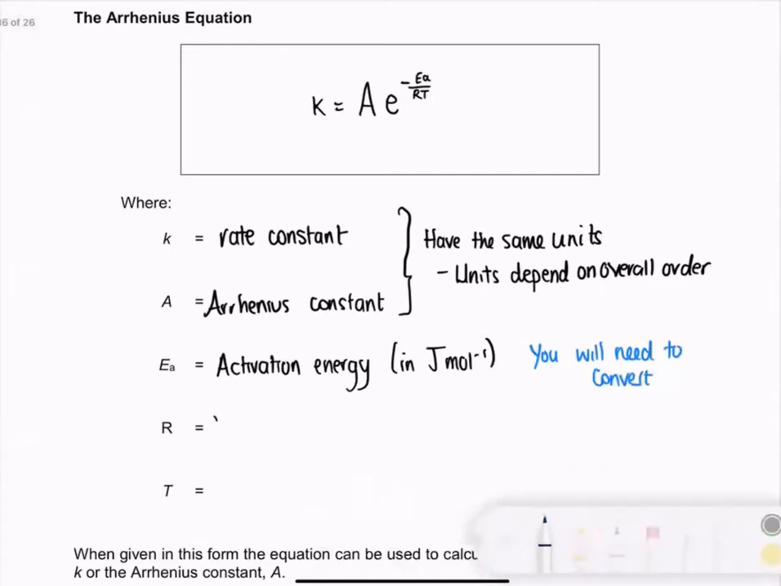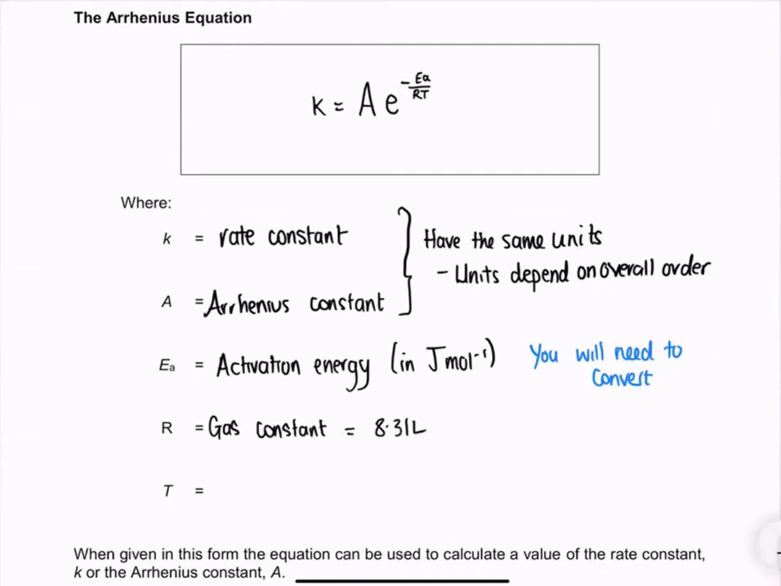And then we've got R, which is our gas constant. That will always be given to us. Remember that it equals 8.31 or 8.314, and this is the reason why activation energy has to be converted, because this is in joules per Kelvin per mole. So activation energy needs to be in the comparable units, joules per mole. And T is temperature, and we know that temperature is going to be in Kelvin because we've got our R in joules per Kelvin per mole.